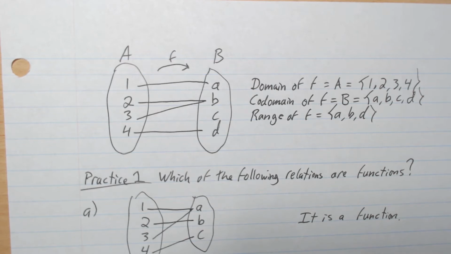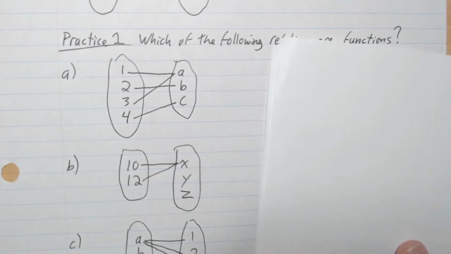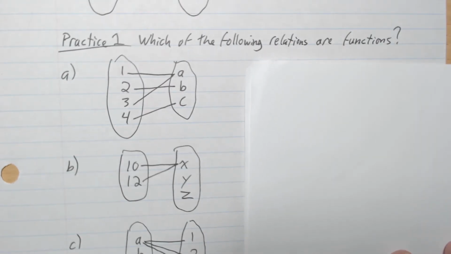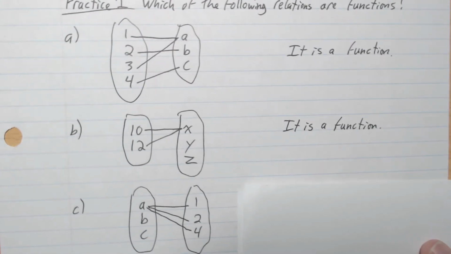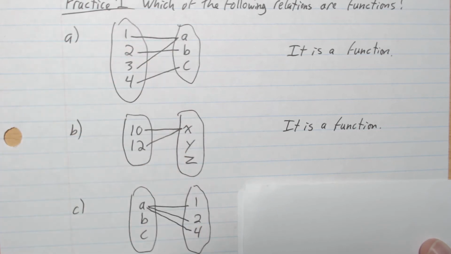Okay, so practice number 1. Which of the following relations are functions? So here's A and B. Go ahead and pause the video and answer that. Okay, so we notice that they're both functions. Every element in the domain is being sent to only one image, so they're both functions.